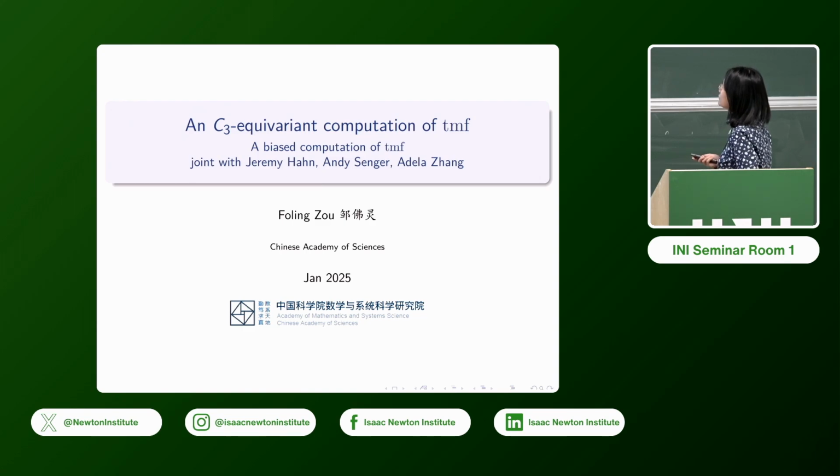Because our focus here is not to compute TMF, which is already computed by a bunch of authors. Our focus here is to play around with some C3 computations and test some C3 techniques in this example of TMF. And this project is joint with Jeremy Han, who's in the audience, Andy Sanger, who's on the job market, and Adela Zhang, who's in Copenhagen as a postdoc now.